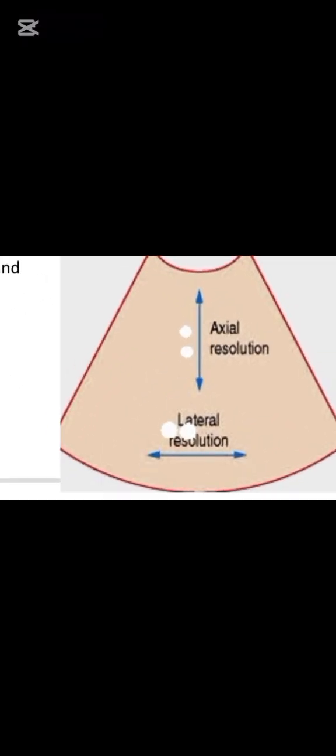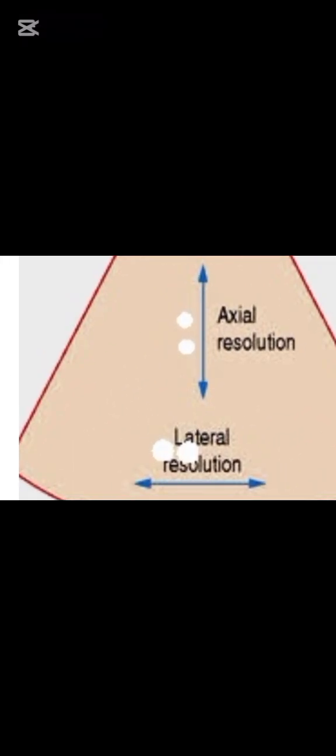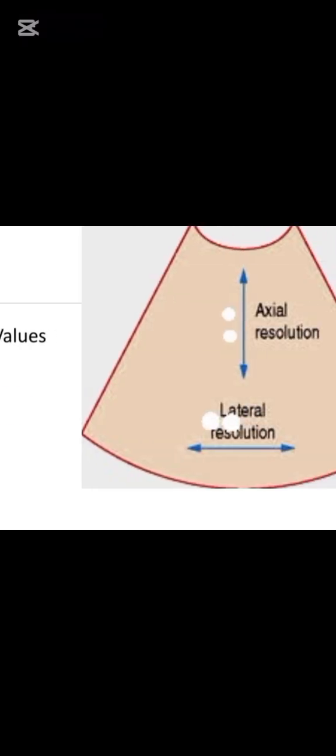The lateral resolution: when two structures are side by side, as you see here, or in other words perpendicular to the sound wave direction. As you know, all the ultrasound machines at the best quality have these numbers for resolution. The axial resolution is 0.1 to 1 mm and the lateral resolution is 2 to 3 mm.